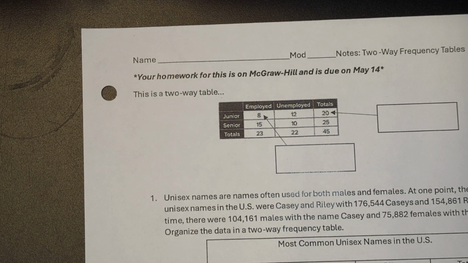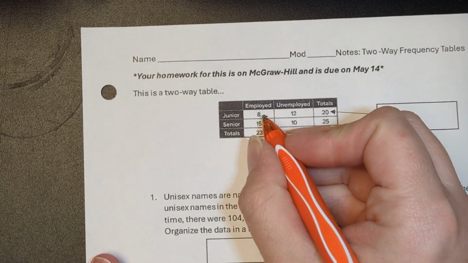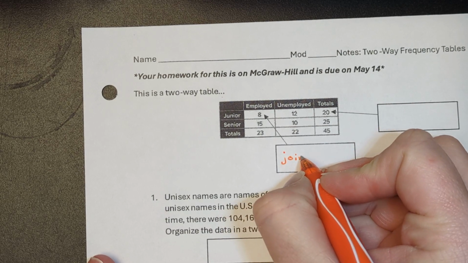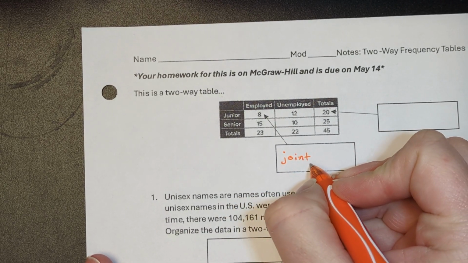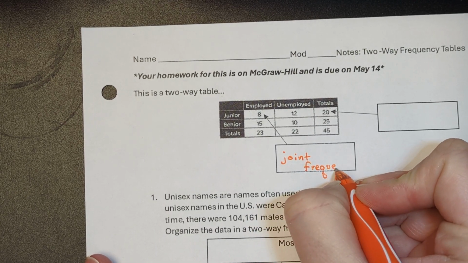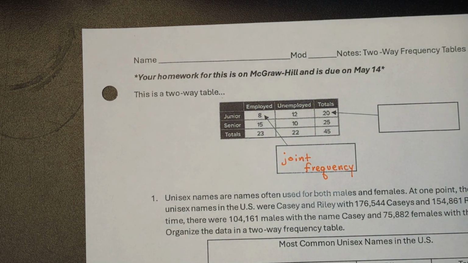First of all, you need to know what the different names are of the different parts, okay? So this whole thing is called a two-way table. But the little parts on the inside, like you see that 8 right there? That's called the joint frequency. Okay, and frequency is just a fancy way to say how many times did it happen.